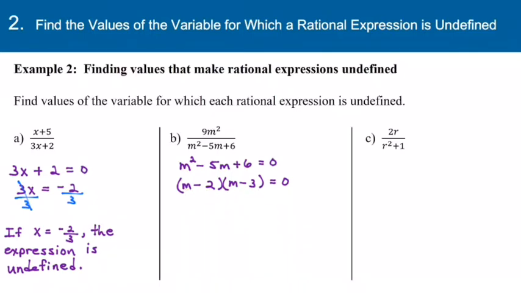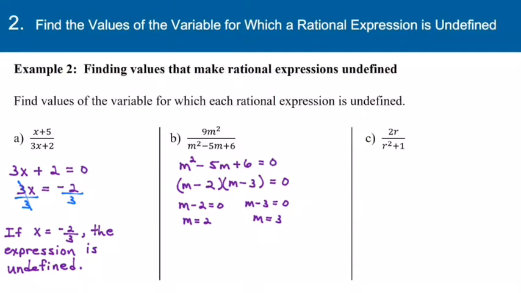Now, we know from section 6.7 that if this times this is 0, one of the factors has to be 0. If m minus 2 is 0, then we'll get that solution, and we'll get another solution when m minus 3 equals 0. So if m minus 2 is 0, we add 2 to both sides, m equals 2. If m minus 3 equals 0, we add 3 to both sides, m equals 3.